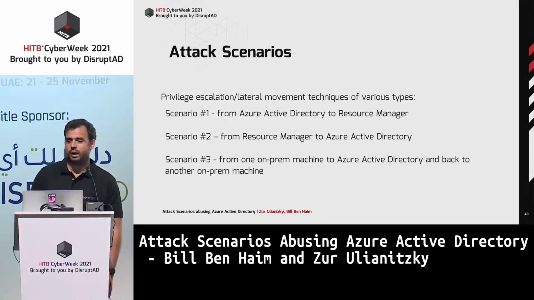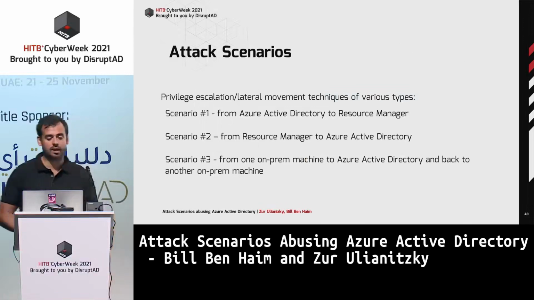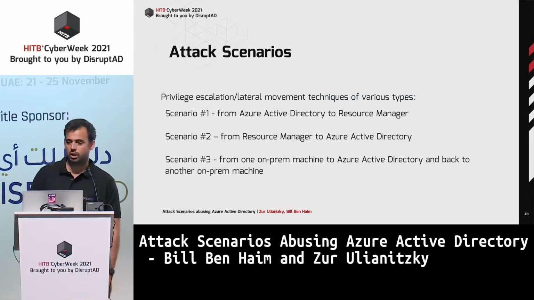So today, we're going to talk about three different attack vectors of privilege escalation or lateral movement techniques. The first scenario will be from Azure Active Directory to the resource manager. The second scenario will be from the resource manager back to Azure Active Directory. And the third and last one for the day will be from one on-prem machine back to Azure Active Directory and then to a different on-prem machine.